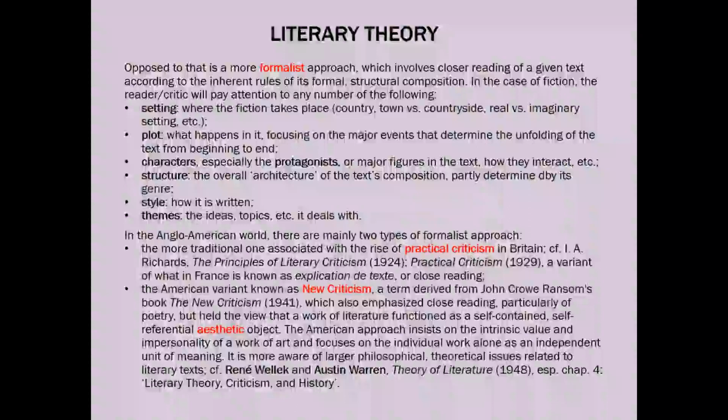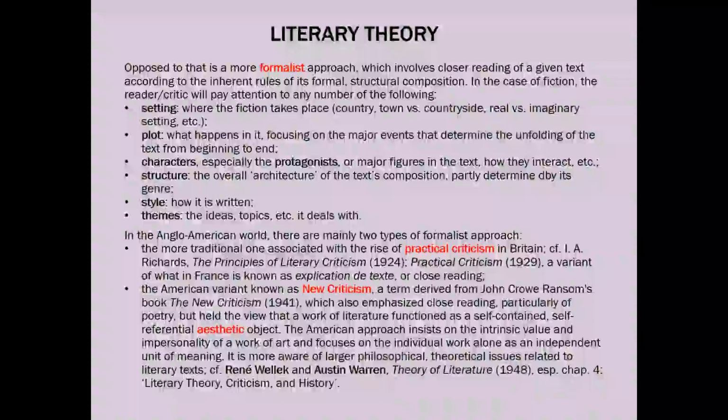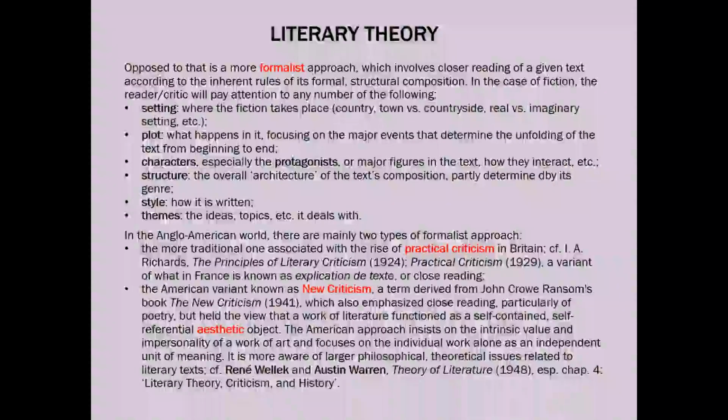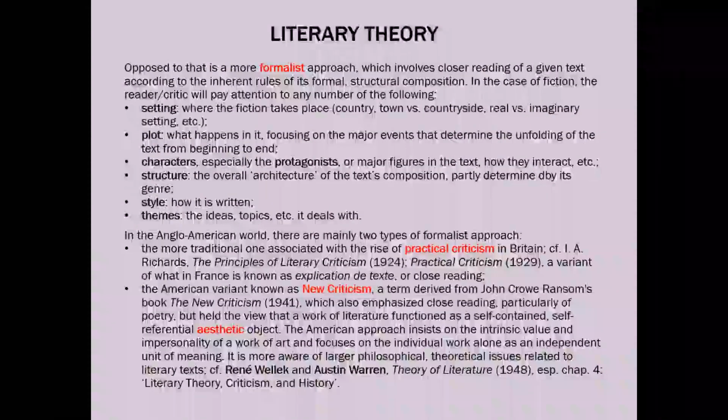And I have the word aesthetic here in red, because this is what would distinguish, if you remember the previous slide, those critics from the previous version in Britain of these traditionalists, focusing on how a text is constructed, the formal construction of the text and the philosophy behind it. So the American approach insists more on intrinsic value, and in fact they held the view of the work being impersonal, to make sure you would not fall prey to determining the meaning of the work through what you know about the writer, and focus on the work of art as an independent unit of meaning. It is therefore also more aware of larger philosophical, theoretical issues related to literary texts.